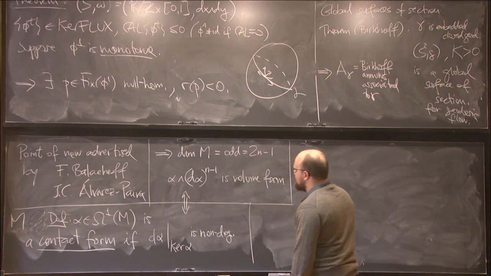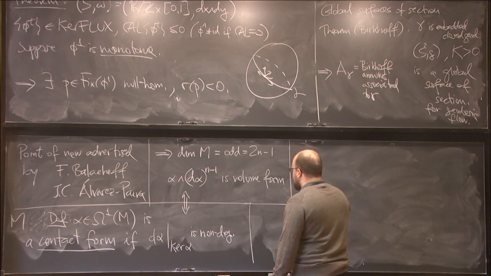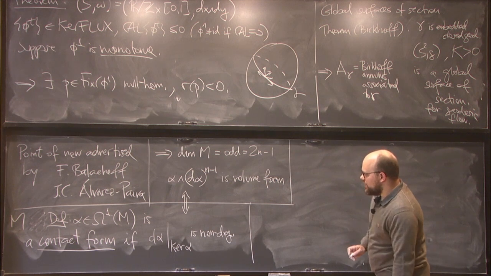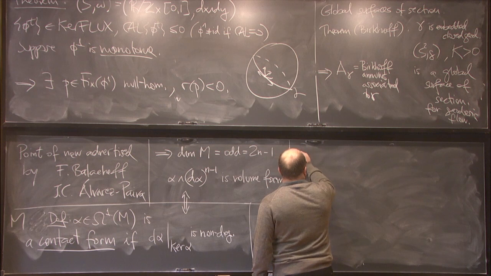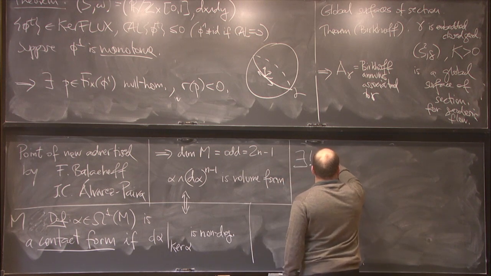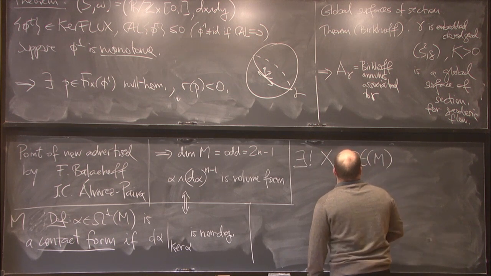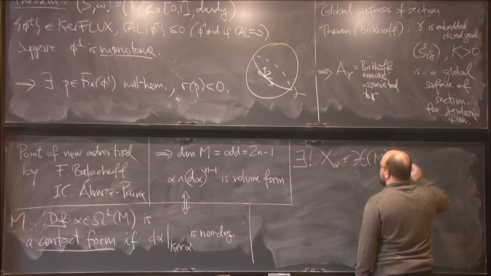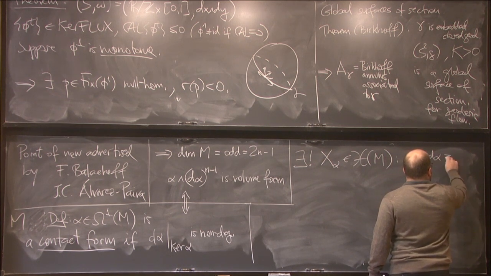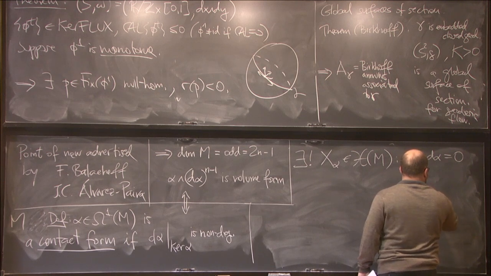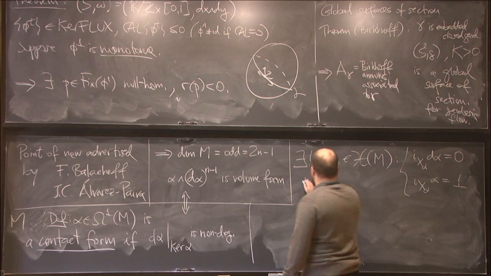Okay, all right. If you have such a one-form on a manifold, you also have a dynamical system. There is a unique vector field implicitly given by the following equations. It's called the Reeb vector field.